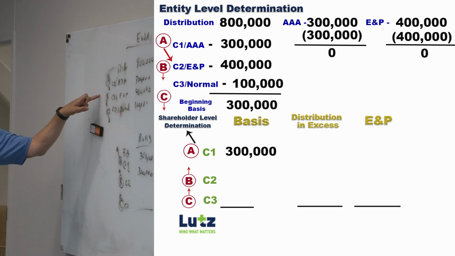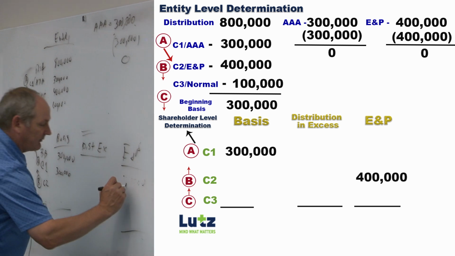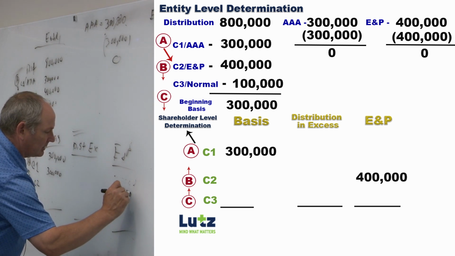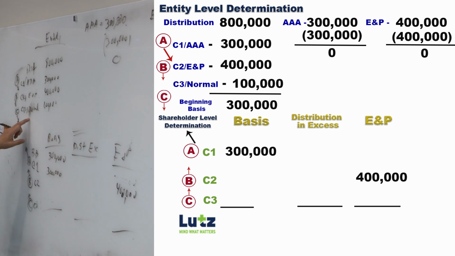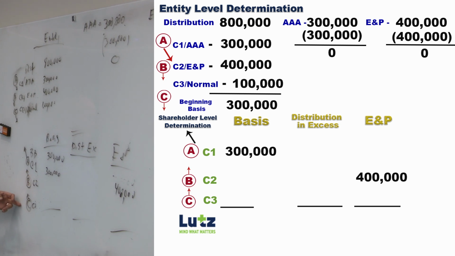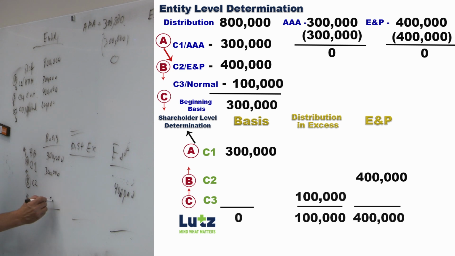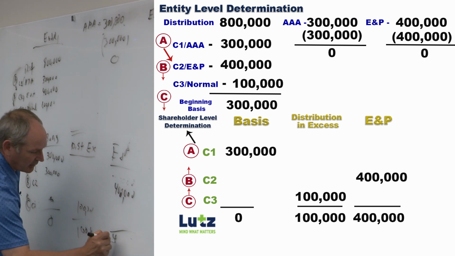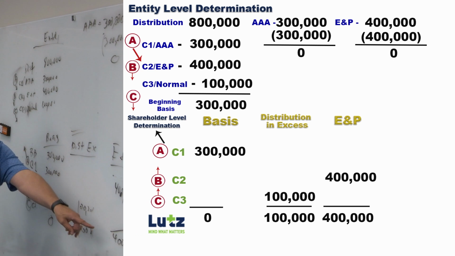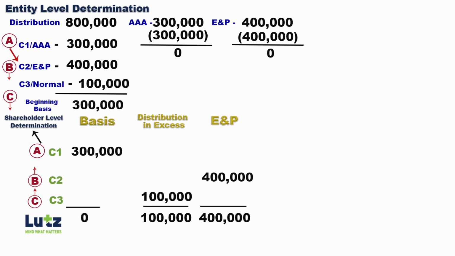E&P, 400. Now we have 400 that needs to be reported for E&P. Now normal, C1. So do we have any basis to absorb that? We do not. So now we have distribution in excess. So this is 0, 100K, 400K. And we have $500,000 of total income that we have to account for. Okay?